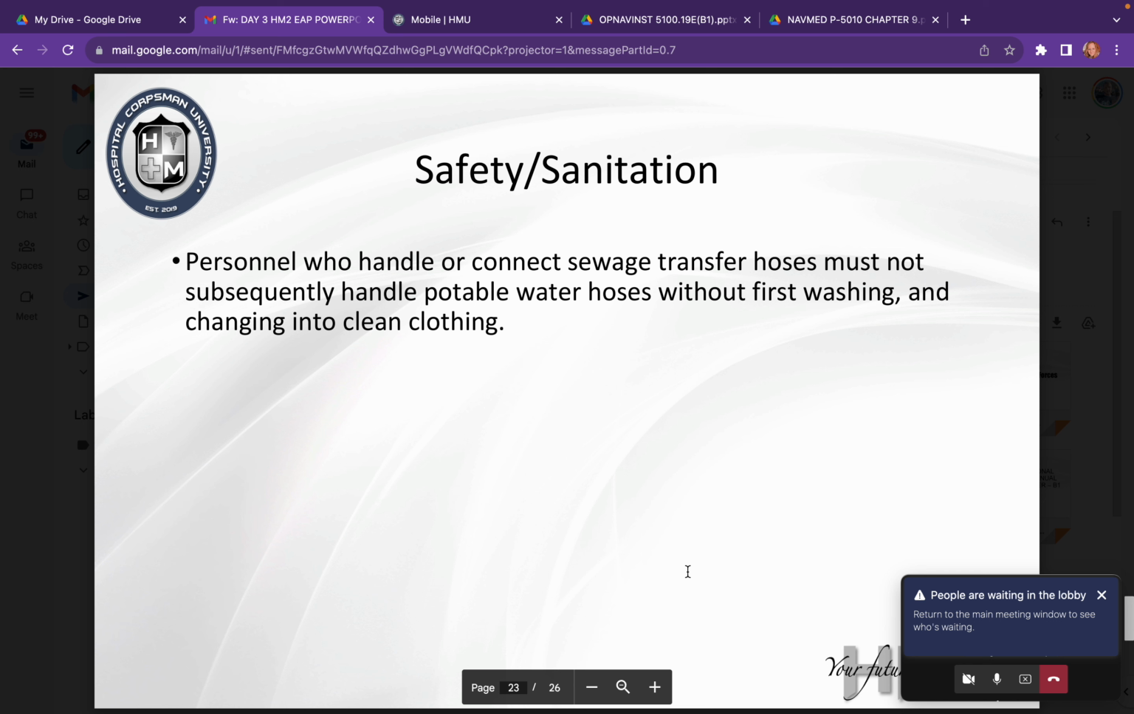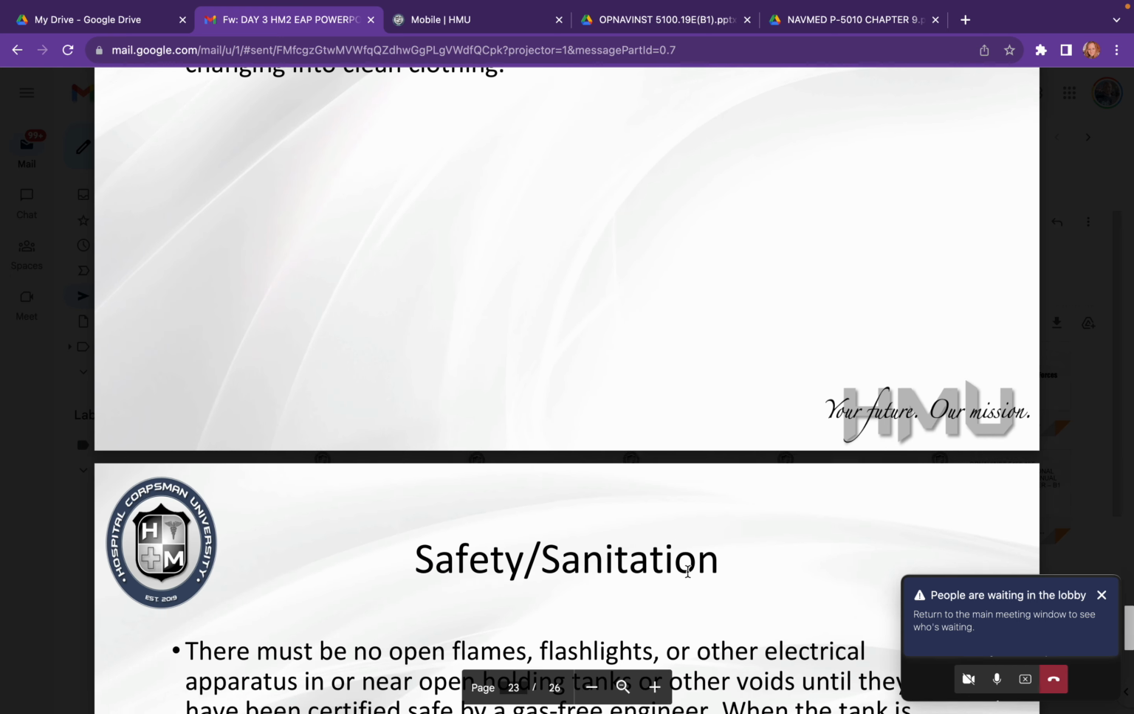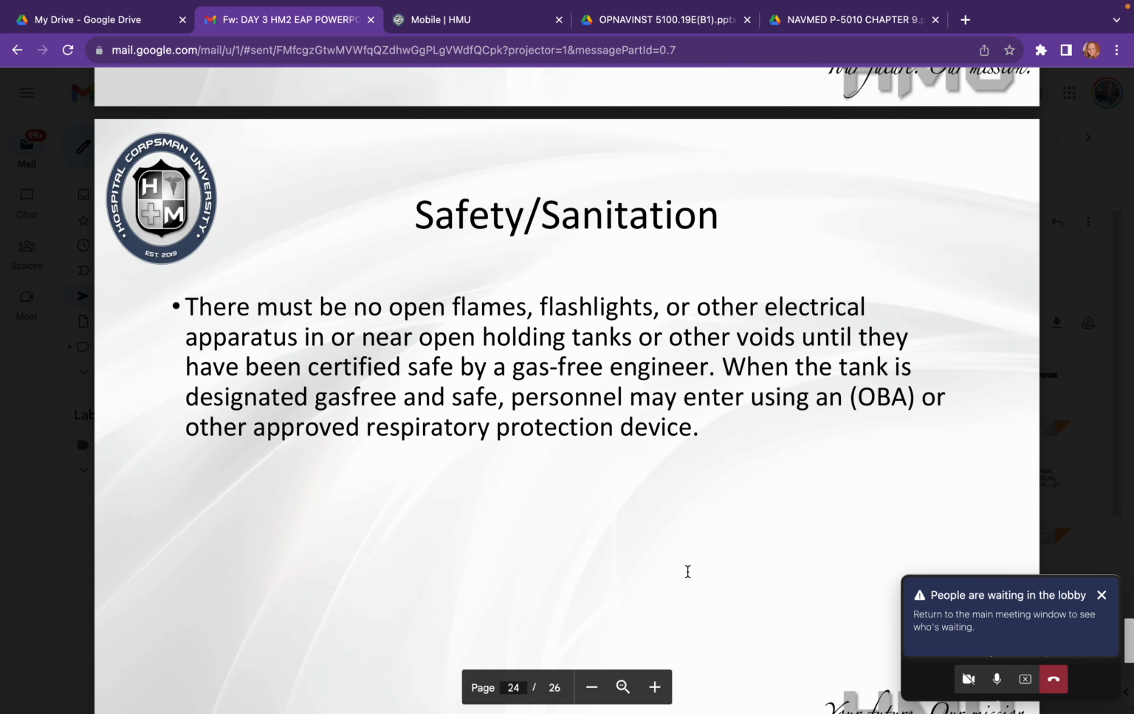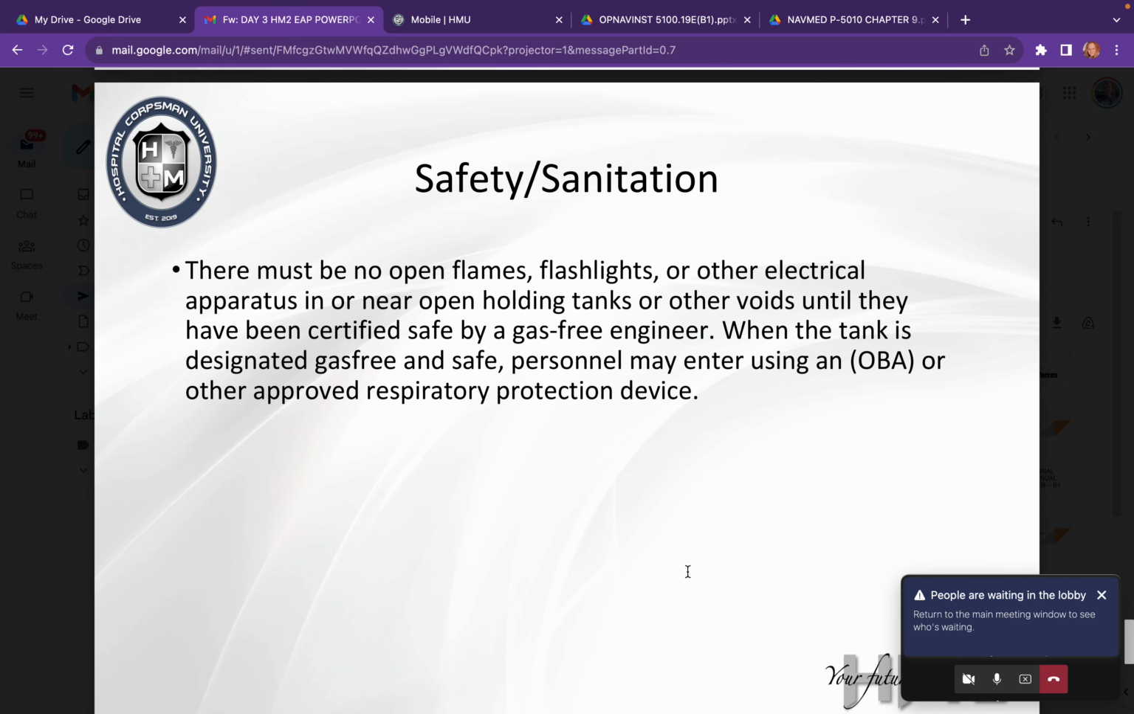Alright, personnel who handle or connect sewage transfer hoses must not subsequently handle potable water hoses without first washing and changing into clean clothing. Pretty straightforward there. There must be no open flames, flashlights, or other electrical apparatus in or near open holding tanks or other voids until they have been certified safe by a gas-free engineer. When the tank is designated gas-free and safe, personnel may enter using an LPA or other approved respiratory protection device.